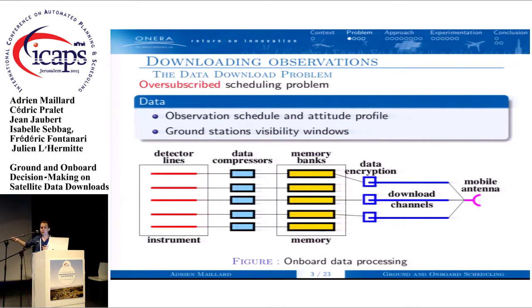The data compression is not known in advance. It depends on what is acquired. So we'll see that. Then a file is produced and put into a memory bank. Then when you want to download something, you have to take the file from the memory bank and then put it on a channel. And then you have several concurrent channels that can be used for downloading.